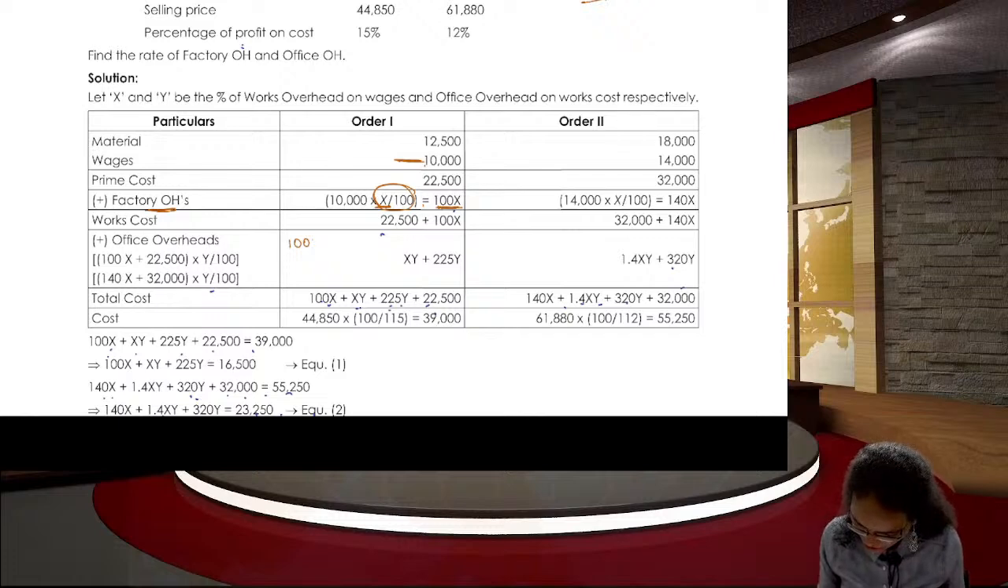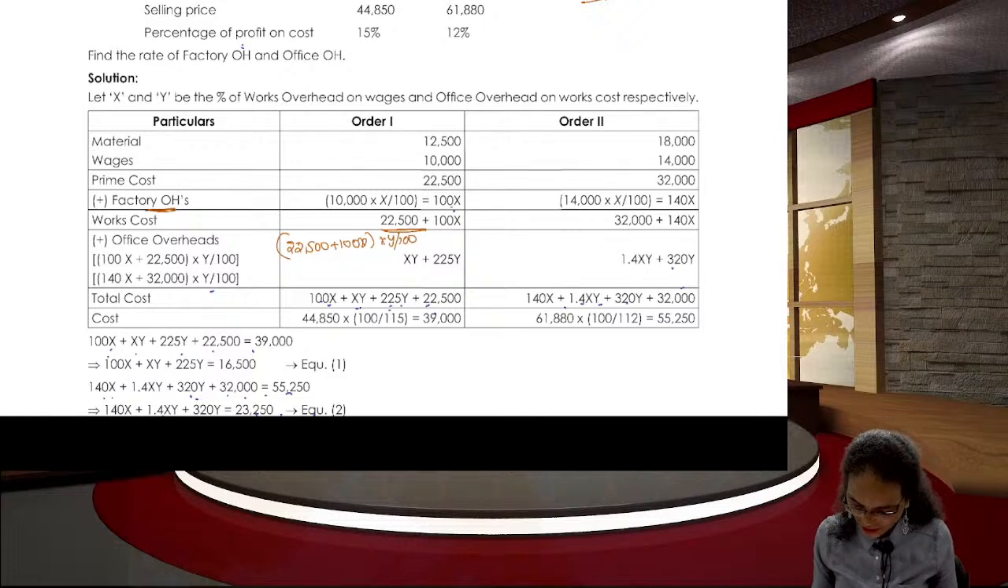As a percentage of works cost. So this is a works cost, right? You write works cost here as it is: 22,500 plus 100x into y percentage divided by 100. So you will get this one. This is this one only which I wrote. If you multiply this one, 2 zeros go, so 225y, and this 100 goes, x into y. So you will get this one.